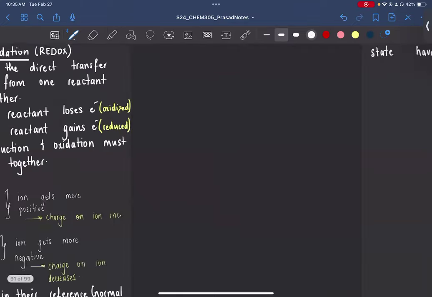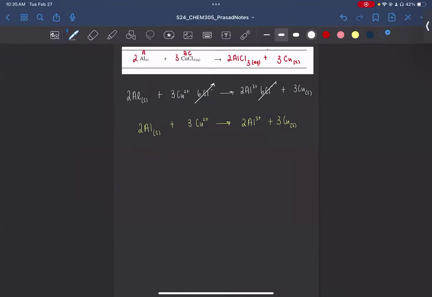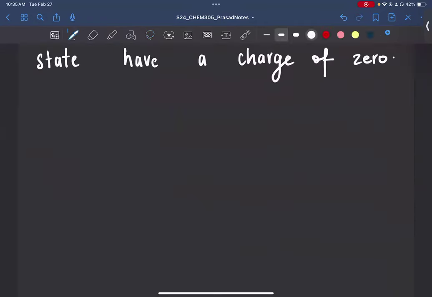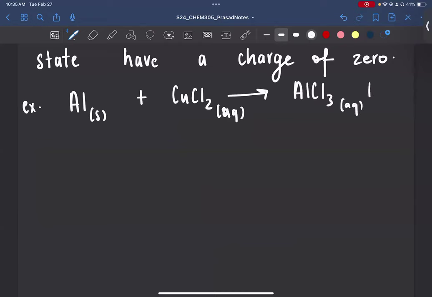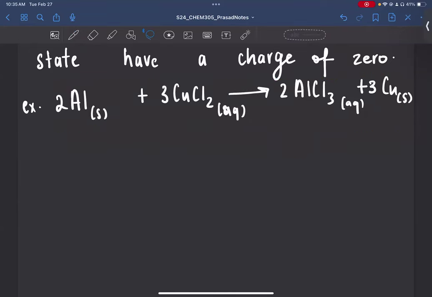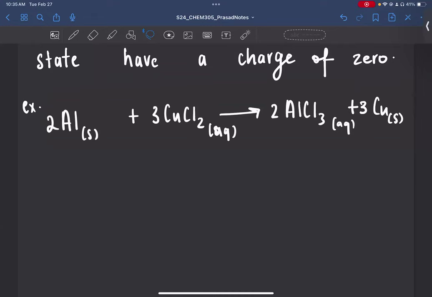Let's see what this looks like. Let's analyze some reduction oxidation reactions using ones that we've already looked at. So let's first do the aluminum and copper chloride reaction we just balanced into the net ionic earlier. That goes 2, 3, 3, 2. And of course, I have balanced the reaction.